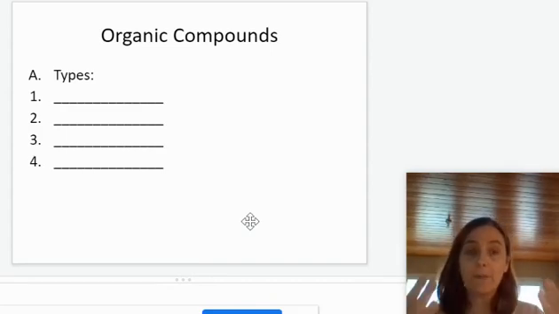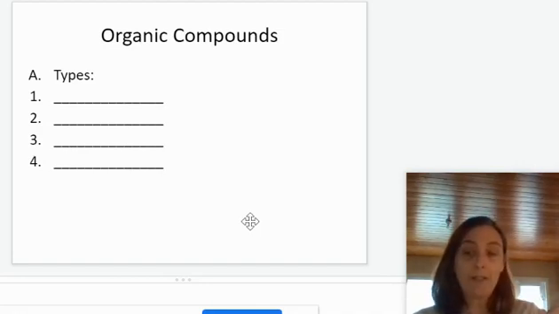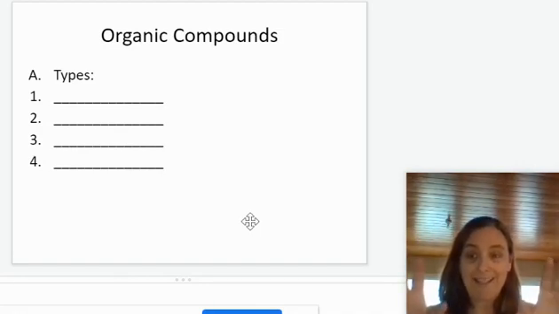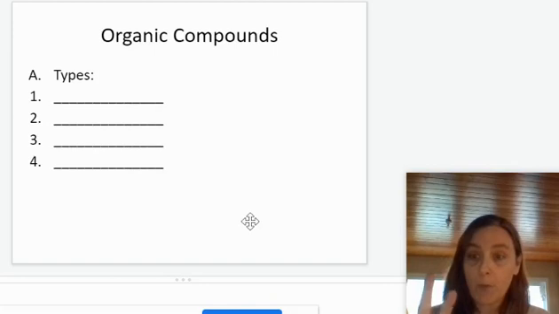So remember, this is about classifying all the molecules that are out there. And we have one group that's inorganic and one group that's organic. Within the organic compounds, we're now going to subdivide that group into four groups. There are more in the world, but these are the four we're going to learn.